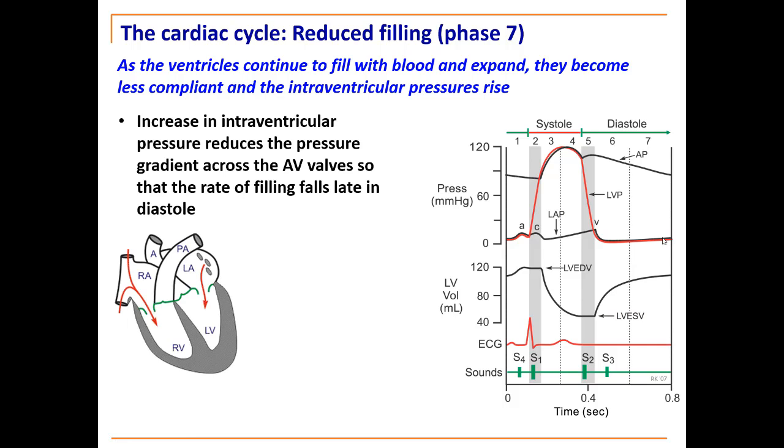The increase in the intraventricular pressure reduces the pressure gradient across the AV valves, so again, across the atrioventricular valves, so that the rate of filling falls late in diastole, and that's what we're seeing in this left ventricular volume loop. And at this point, the ventricle is about 80 to 90% filled at the end of this diastolic phase.